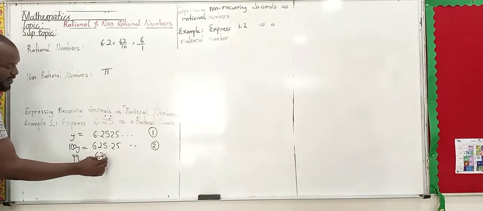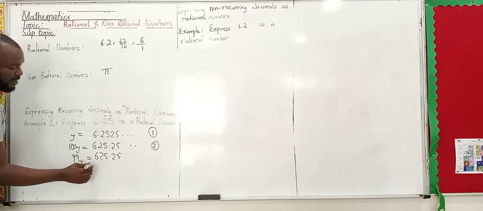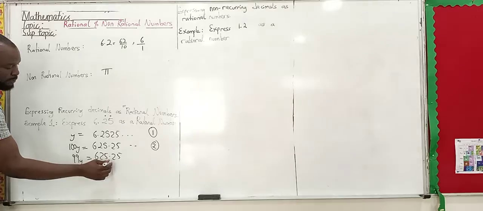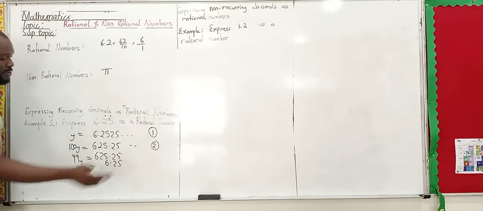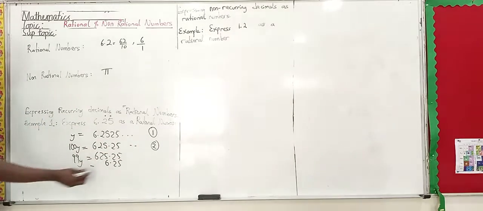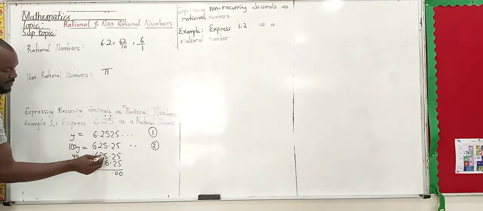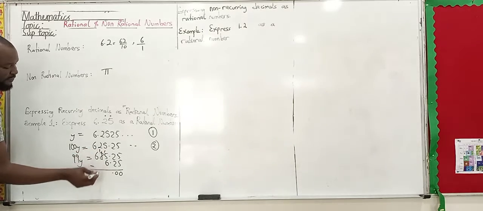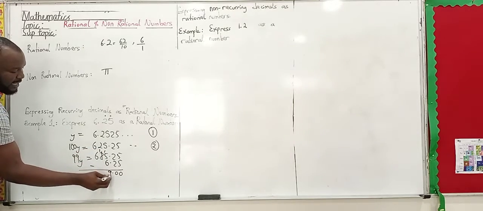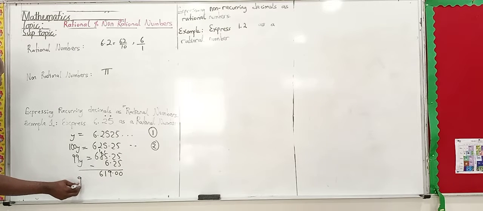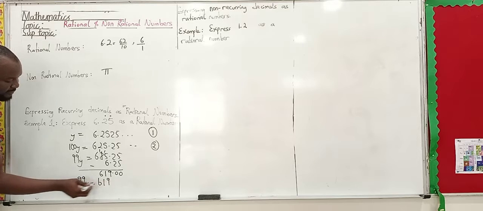Now, 625.25 minus, you must align your decimal point, 6.25. Don't bother about the rest because it keeps on repeating itself. So when you subtract this, 5 minus 6 not possible, you borrow 1 from this, becomes 15 minus 6 to give me 9, 1 comes down 6. So we then have 99y is equal to 619.